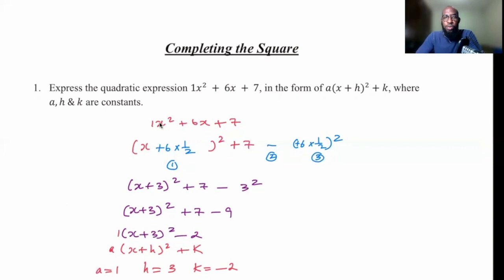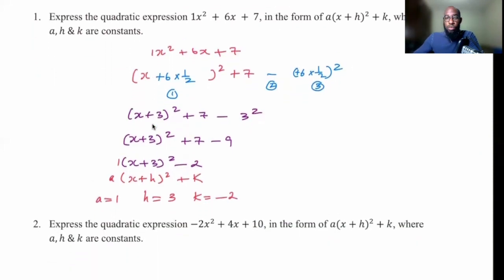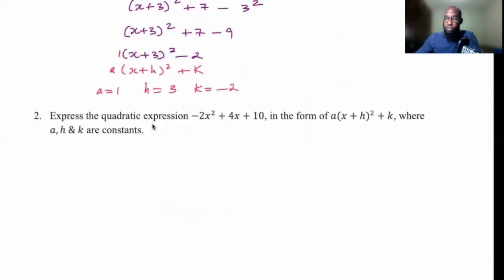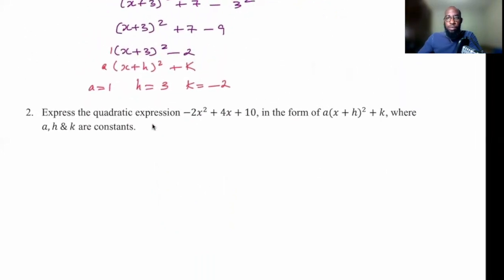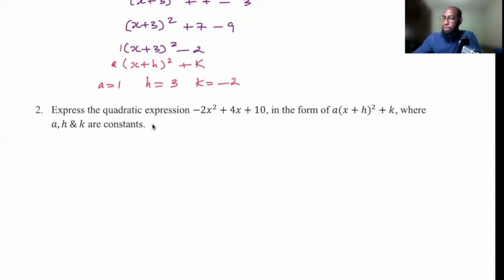So number 1 was straightforward because the coefficient of x squared is 1. What if the coefficient of x squared is another number, or it's negative? So if we take a look at question 2, we have negative 2x squared plus 4x plus 10, and we have to put it in the same form, all right? So the first thing I'll do is write down my quadratic expression.